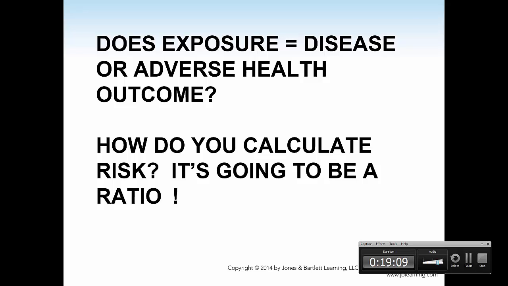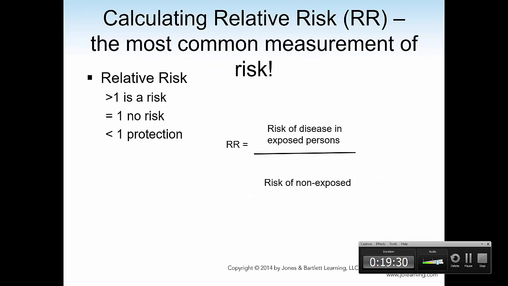Okay, so to figure this out, you've got to calculate risk. It's going to be a ratio. That's plain and simple. Now, we do have to do some kind of calculation here. So I'm only going to do the easiest type of calculation you can do for risk, but it is the most common measurement of risk, and this is called relative risk, also known as capital R. The most common measurement and one of the easiest ways to calculate risk.